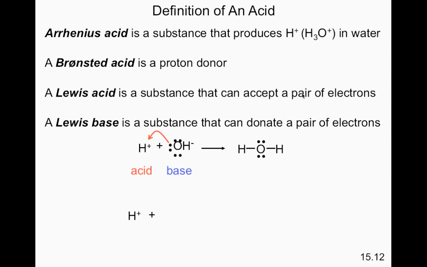That's our acid and that's our base. Now let's take a look at this one here. Now we have H positive and we have ammonia, NH3. And here is a lone pair of electrons on the nitrogen atom in ammonia. What can happen is that pair of electrons can be taken in by the H positive as it bonds to it. So this doesn't look like an acid-base reaction, we only have one product, but it is under the Lewis definition.